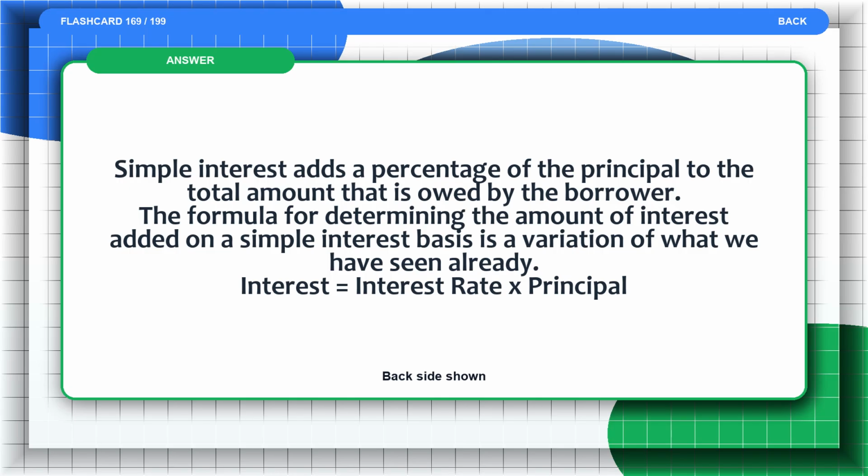The answer is, simple interest adds a percentage of the principal to the total amount that is owed by the borrower. The formula for determining the amount of interest added on a simple interest basis is a variation of what we have seen already. Interest equals interest rate x principal.